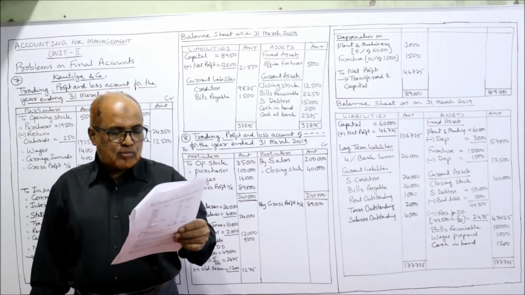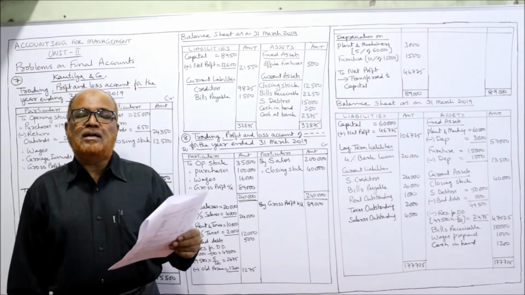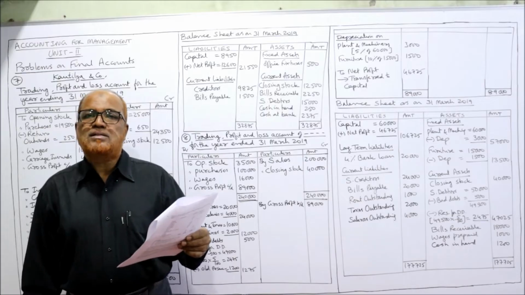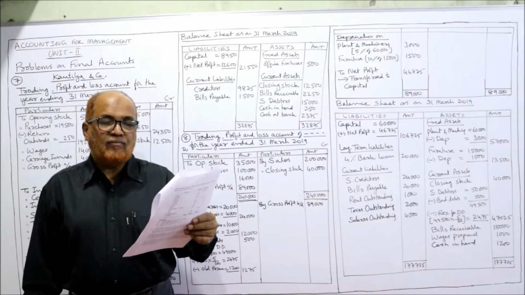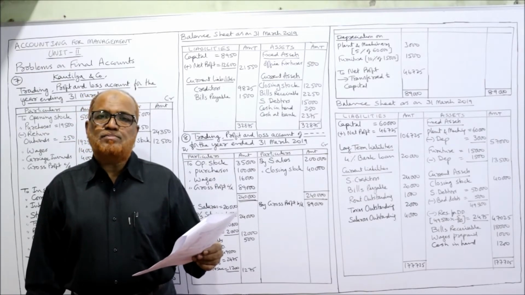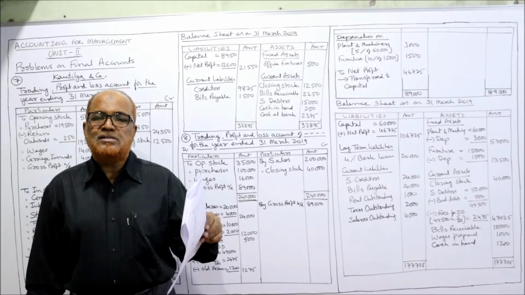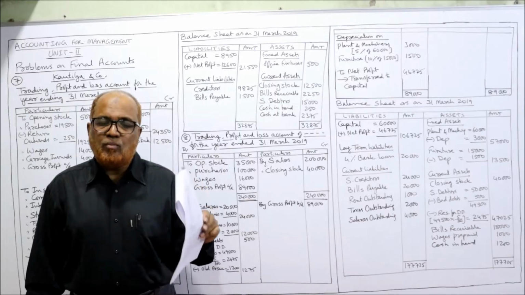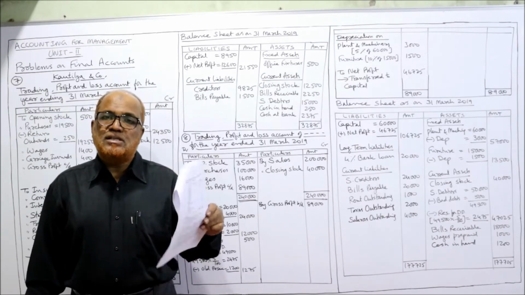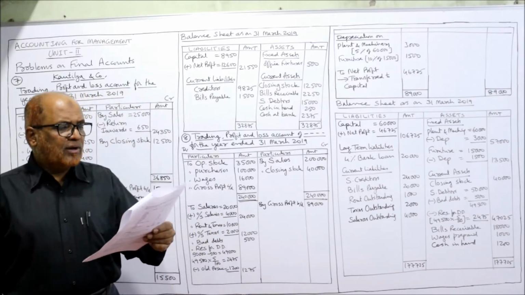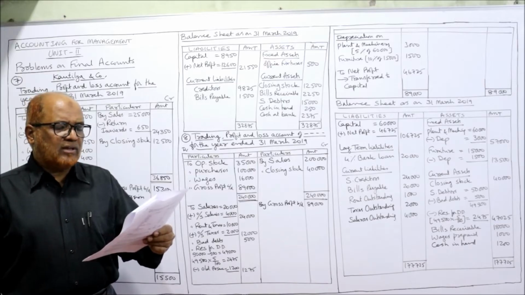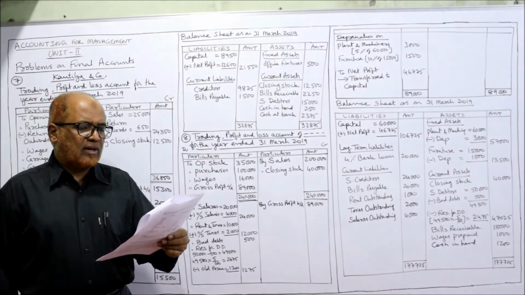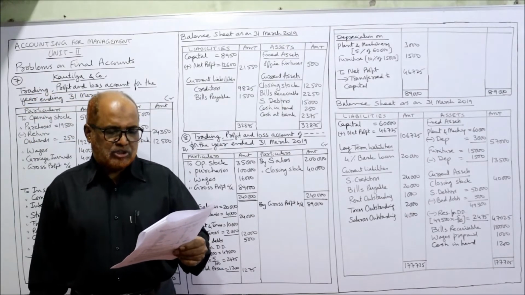In this problem 8 we are given additional information, adjustments. 1, 2, 3, 4, 5. Five adjustments are given. That's why this problem is a little bit difficult, and you have to concentrate more on it. See the new points. From the following trial balance of a trader on 31st March 2019, prepare the trading and profit and loss account for the year ended and the balance sheet.